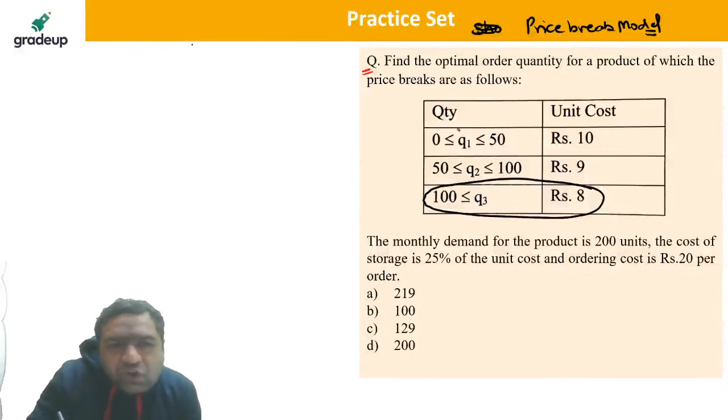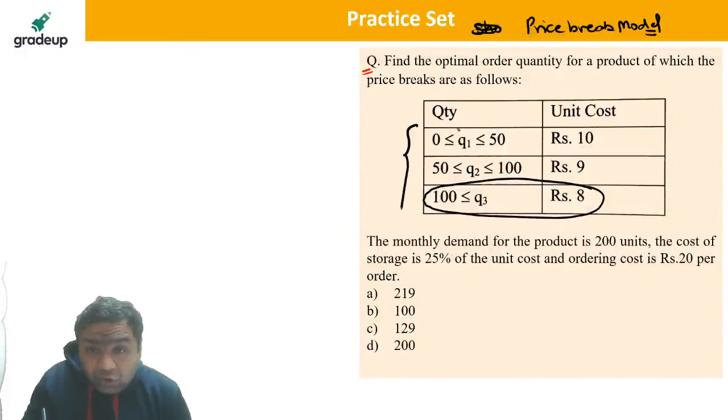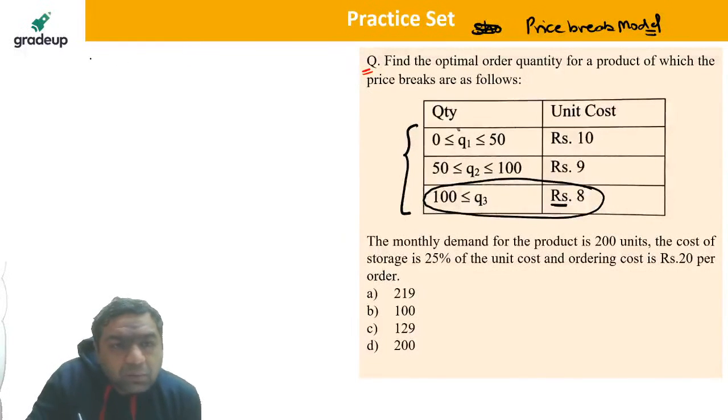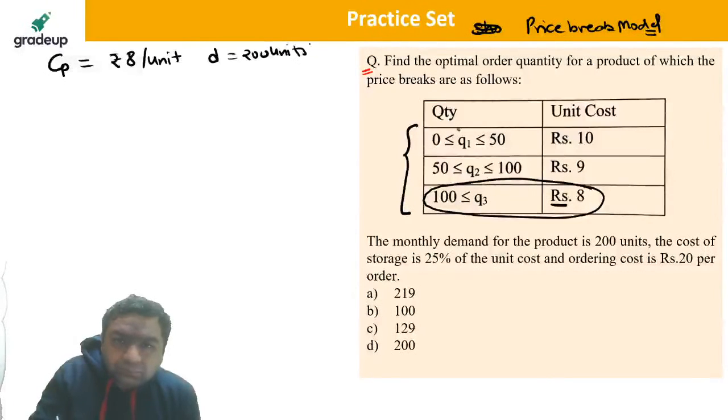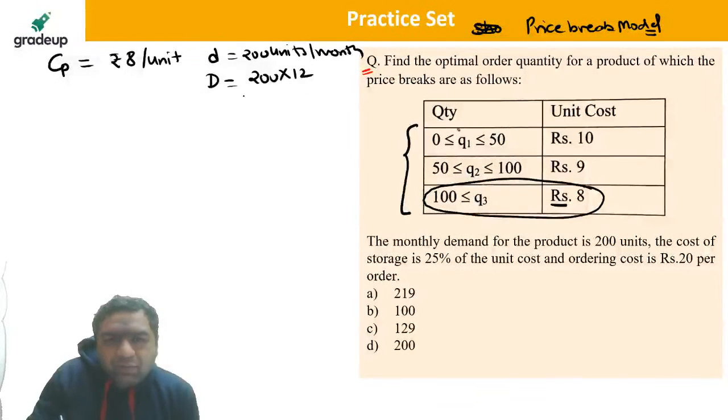Okay, guys. So first of all, we go for the minimum price. Here, the minimum cost price is rupees 8. So CP is rupees 8 per unit. Monthly demand is given to you, 200 units per month. We will be calculating the annual demand: 200 into 12, 2400 units per year.